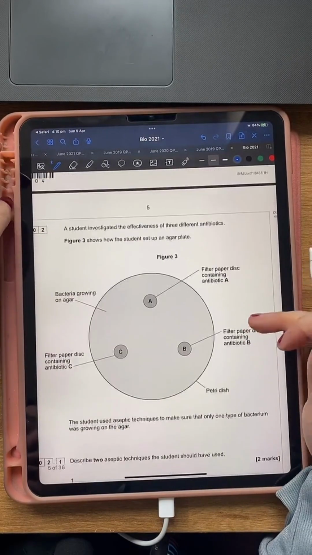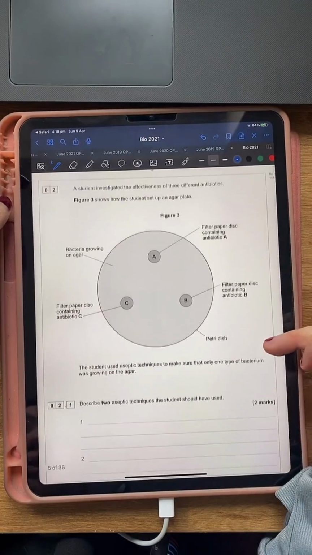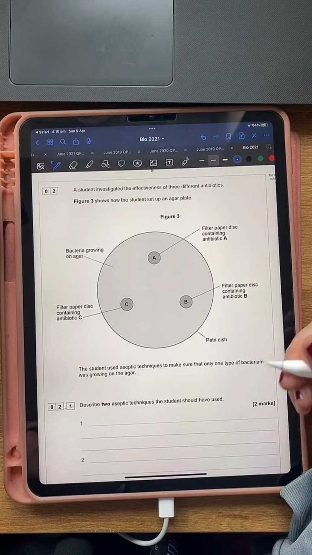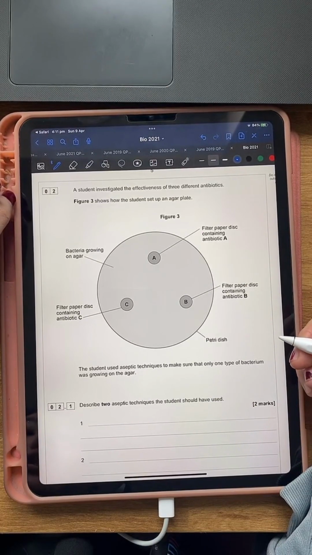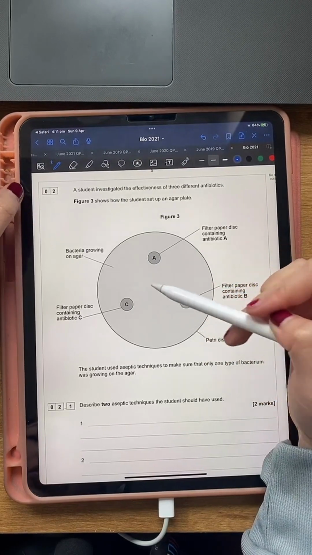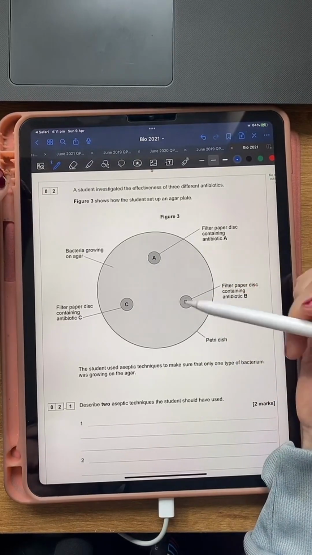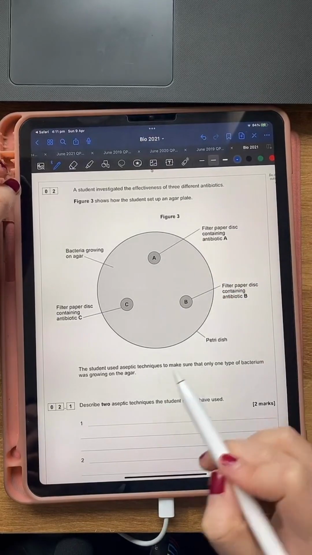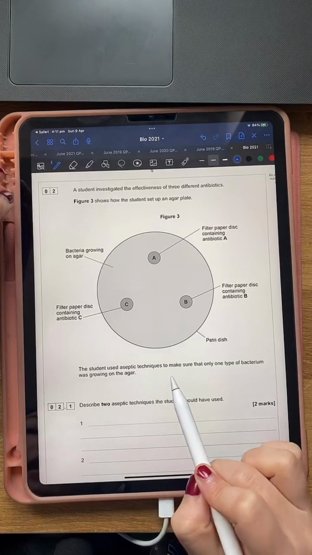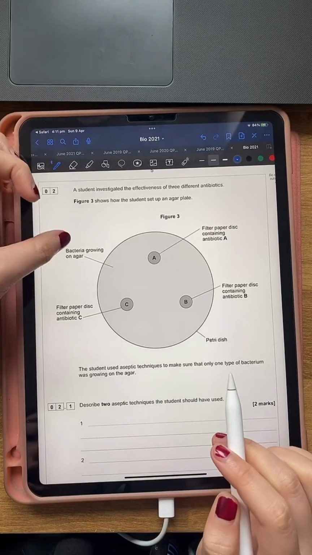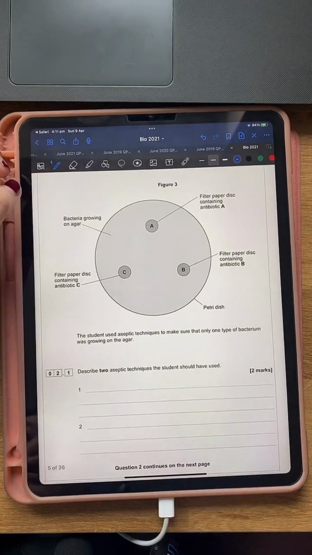Okay, number 2. A student investigated the effectiveness of 3 different antibiotics. Figure 3 shows how the student set up an agar plate. You have the bacteria here. Bacteria is growing on the agar, and you're testing each antibiotic on each disc. The student used aseptic techniques to make sure that only one type of bacterium was growing on the agar. Describe 2 aseptic techniques the student should have used.